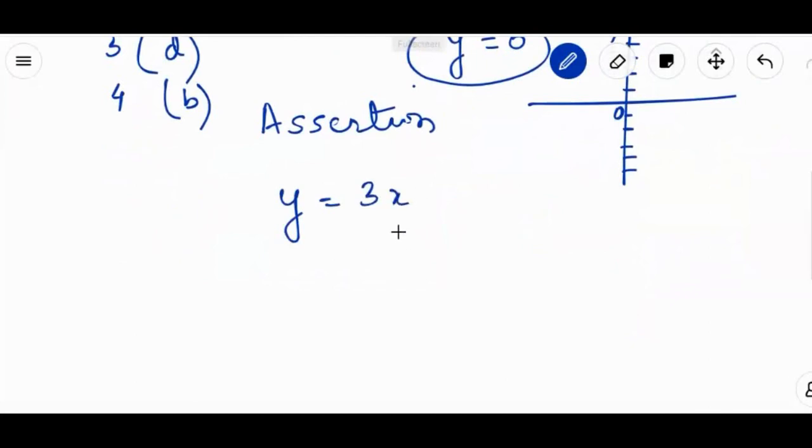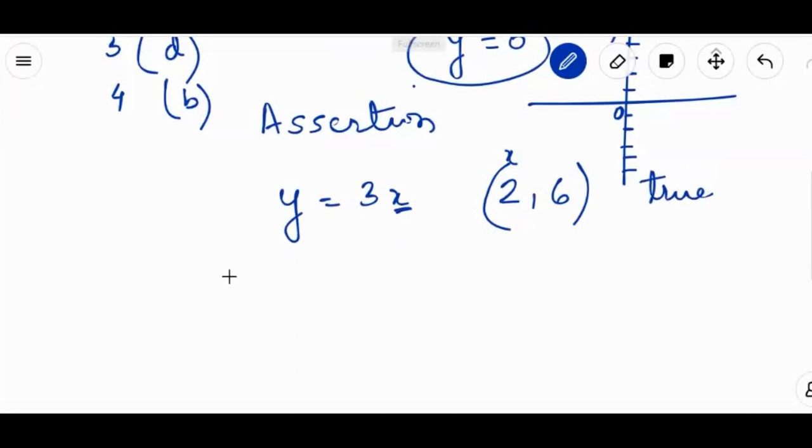Now what did it say? Having abscissa 2 is 2 comma 6. So if the point is 2 comma 6, abscissa means the x part. So if I take the x part as 2, means the value of x is 2. What's the value of y? 6. So this statement is true. It's correct. This is a true statement. So your assertion is right.